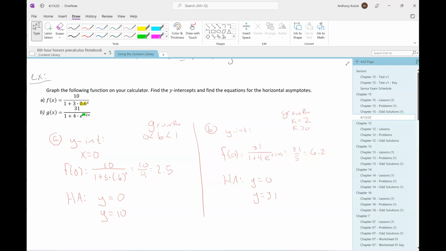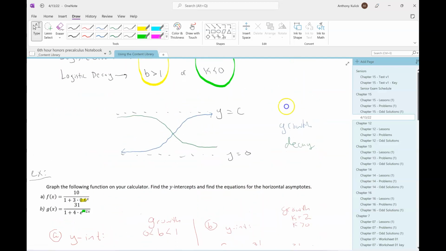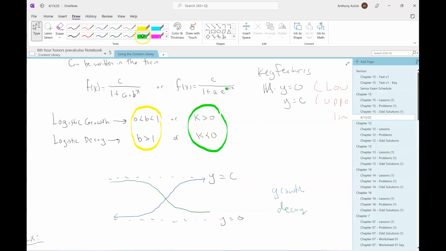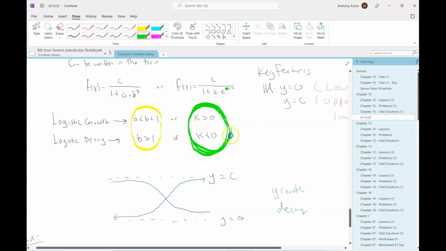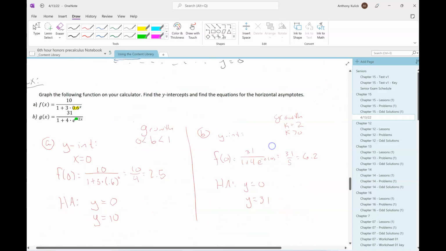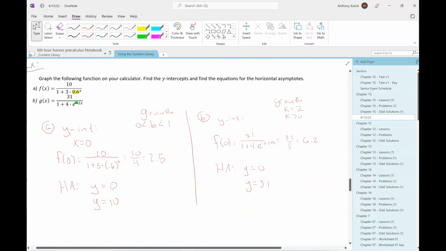Jack? So we have to be looking at the k's, not the b's. Yep. Yep, because it's the e version, not the b version.